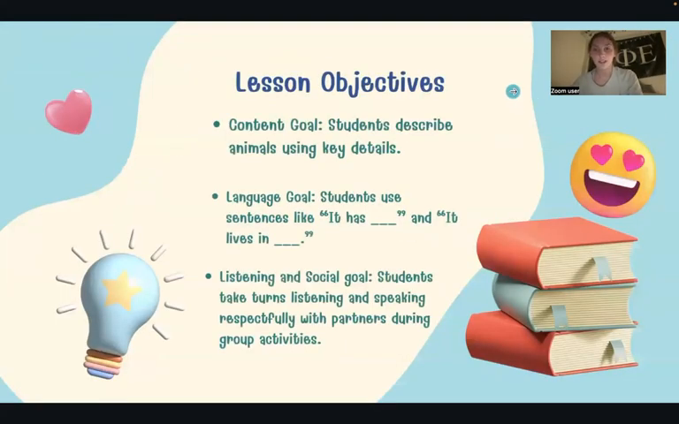So basically, my objectives for the lesson begin with a content goal. Students will describe animals using key details. I'll get to that in a second. They would also have a language goal, obviously. That would be using sentences like "Their animal has blank and it lives in blank." I will also get to that. And the listening and social goal is that students take turns listening and speaking respectfully with partners during group activities.